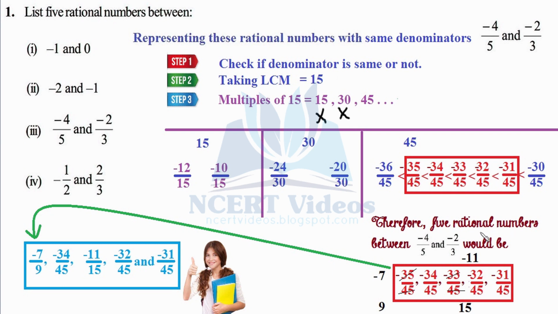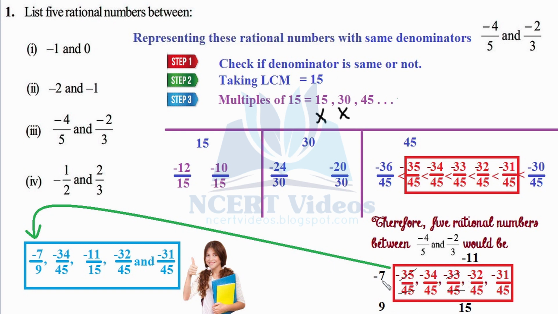So therefore, 5 rational numbers between minus 4 over 5 and minus 2 over 3 would be these. Now again, this can also be written as your solution, but as we have learned in previous chapters, it is always better to write fractions in their lowest form. So this simply means that we can reduce it.